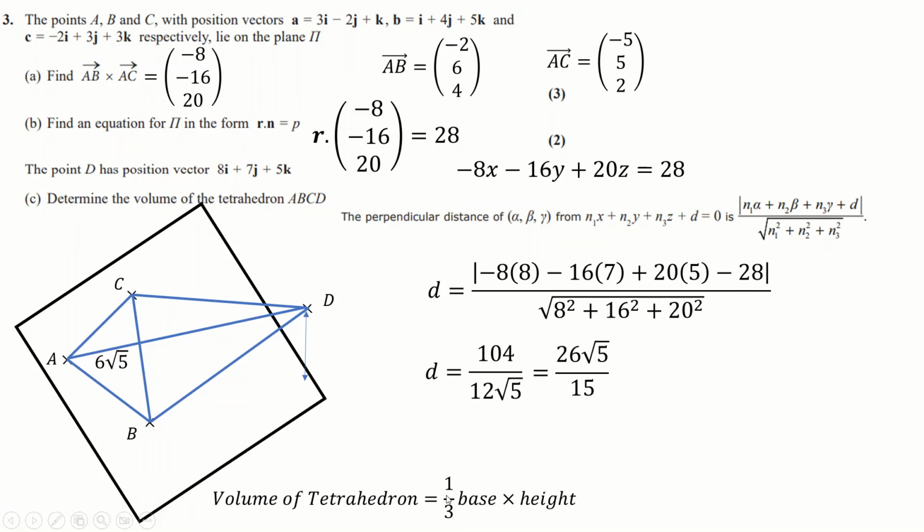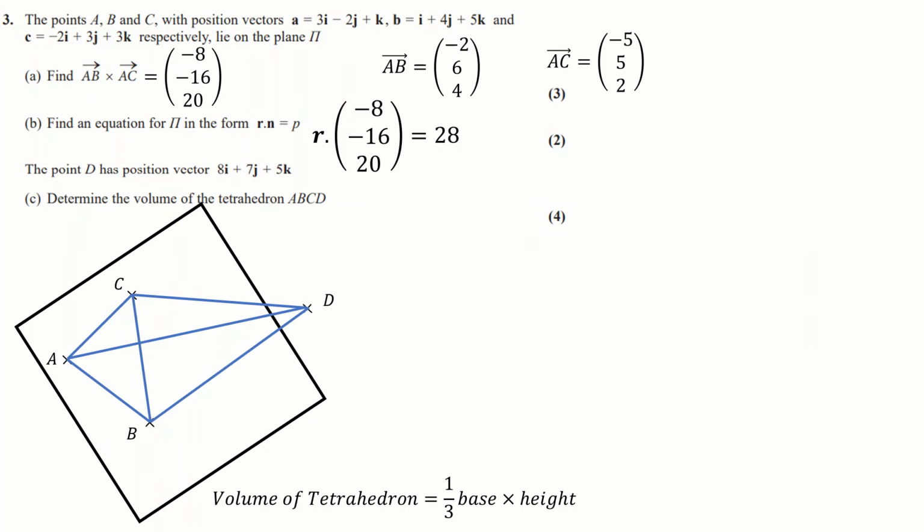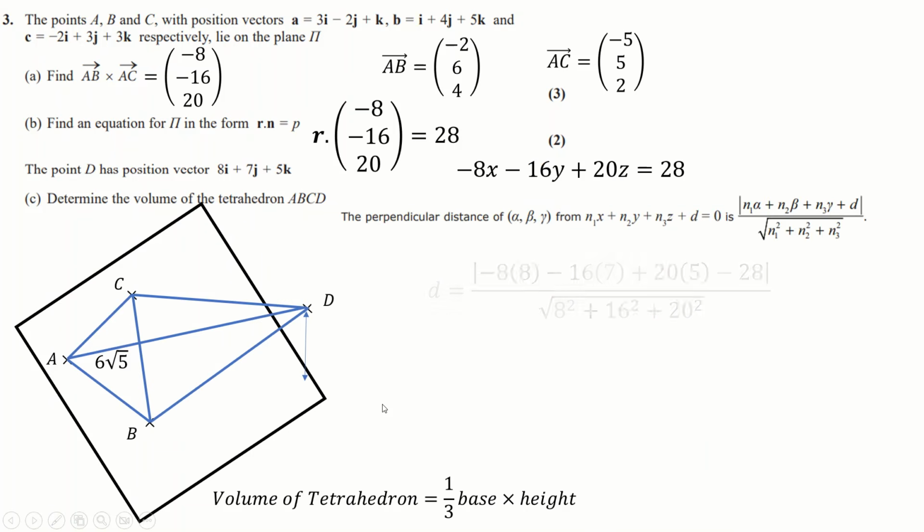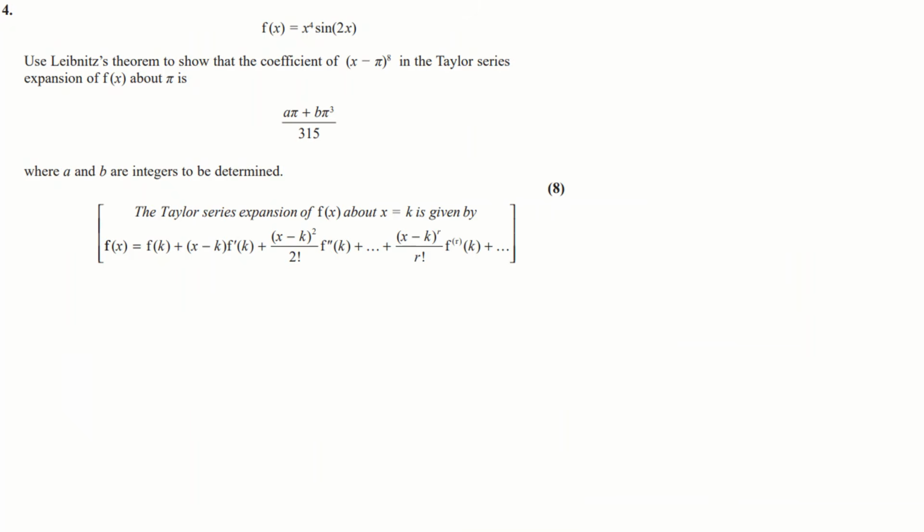And you can then use this formula, a third times this times that, and you'll get the same answer as we did before. 52 over 3, I believe, is the same as what we did before. I think I got 104 over 6 before, didn't I? Just because I didn't simplify it, but the answers are the same. Good, yeah. So it is the same. Excellent. So a couple of different ways of doing that. Just good to know. Question number 4, using Leibniz's theorem now.